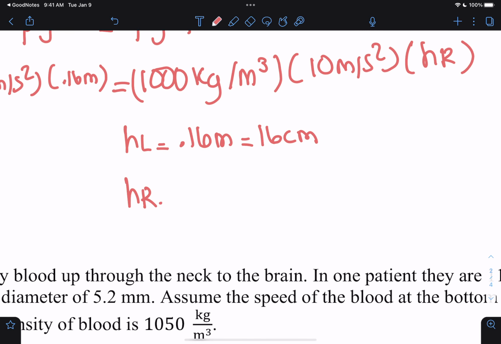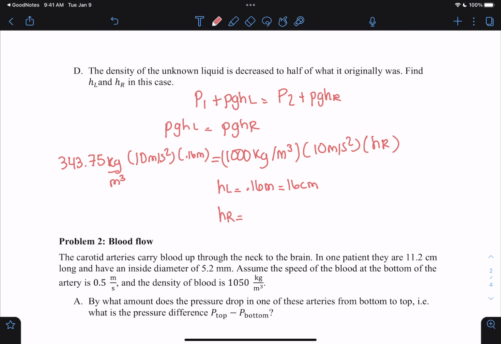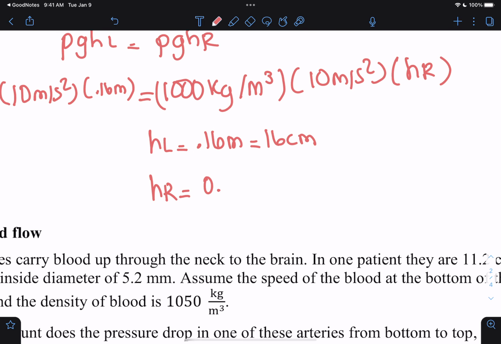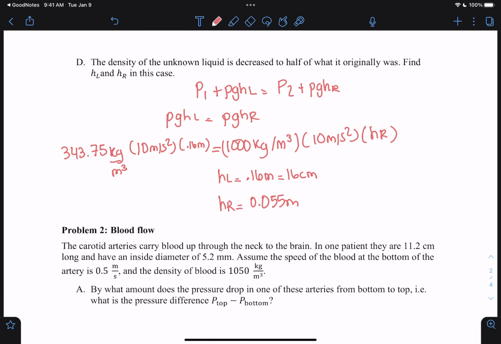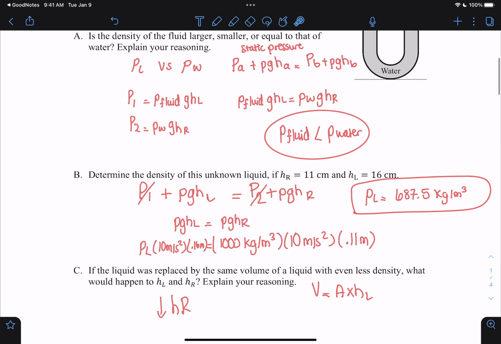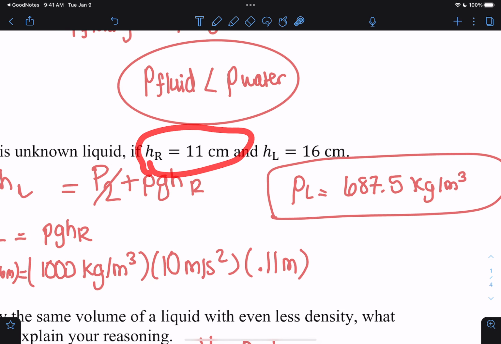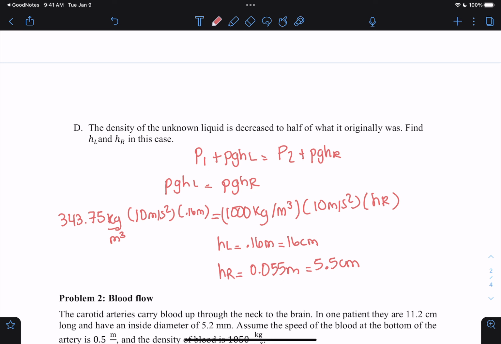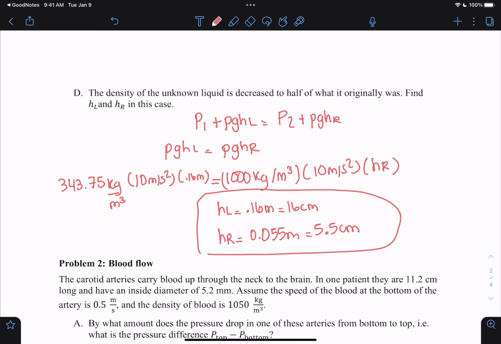And HR now will be a lot smaller. It'll instead be 0.055 meters, right? Which is around 5.5 centimeters. So it went from 11 centimeters to 5.5, pretty much cut in half. So that's HL and HR.